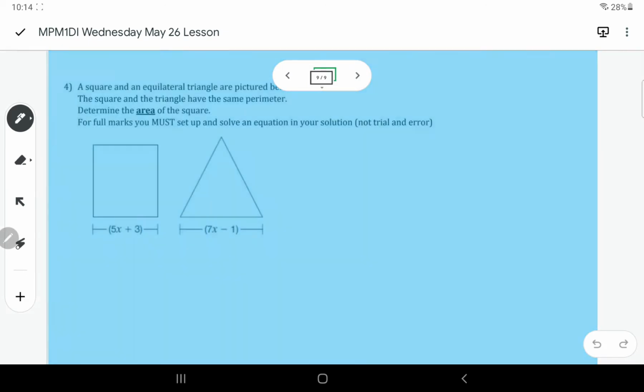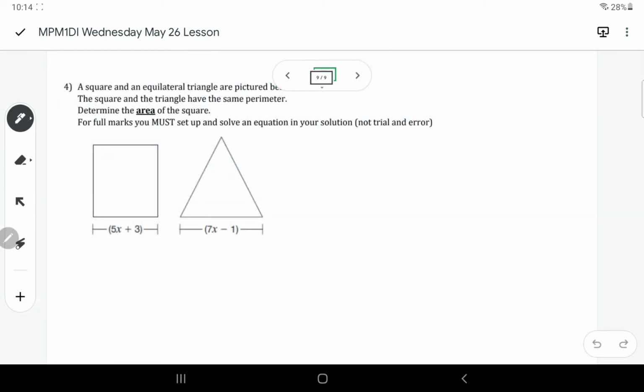Okay. Then the last question here was the thinking question. And this one, again, was perimeter, but they don't tell us the perimeter. They say that the square and the triangle have the same perimeter. And a number of people just kind of said that this side was equal to this side, but you have to be careful with the number of sides that you have.